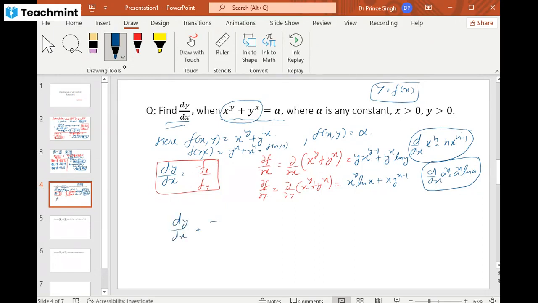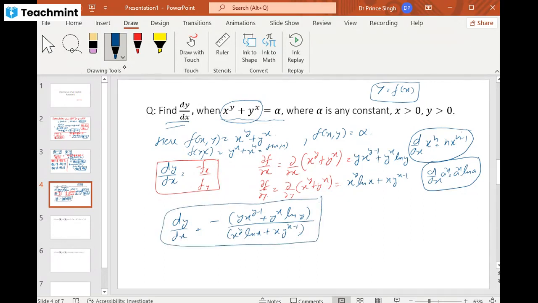Okay. Because both the derivatives are known, what is dy upon dx? This is minus of y times x raised to the power y minus 1 plus y raised to power x log of y, upon x raised to the power y log of x plus x into y raised to power x minus 1. So this is how we can find the derivative of an implicit function. Simple.